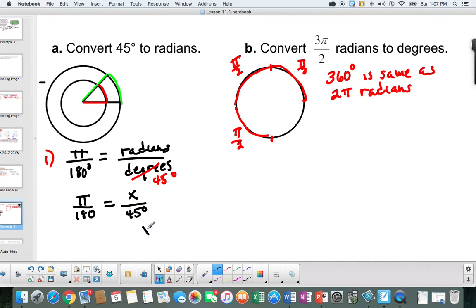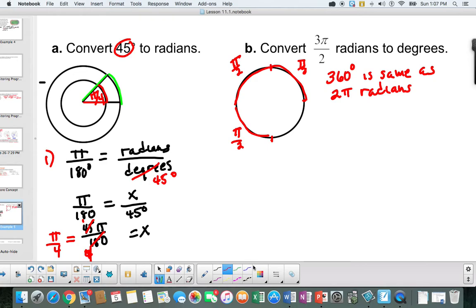I'm going to solve for x, and that means I'm going to cross multiply: 45 pi all over 180. I can reduce, this is going to be 1, and then 45 goes into 180 4 times. So this answer is going to be pi fourths. So we say that this angle of 45 degrees is also pi fourths.